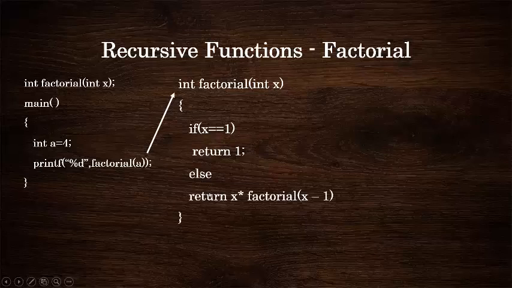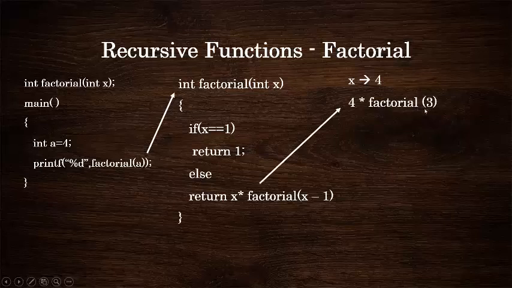In the else case, I have a return statement. This statement will return x into factorial of x minus 1. x has the value 4, so 4 into factorial of 4 minus 1. Now x value is equal to 4, and this statement will return me 4 into factorial of 4 minus 1. So 4 minus 1 is equal to 3 now. So again the function is getting called.